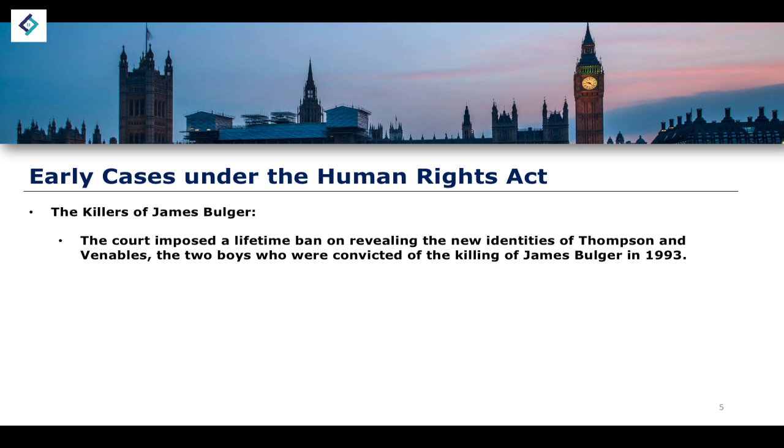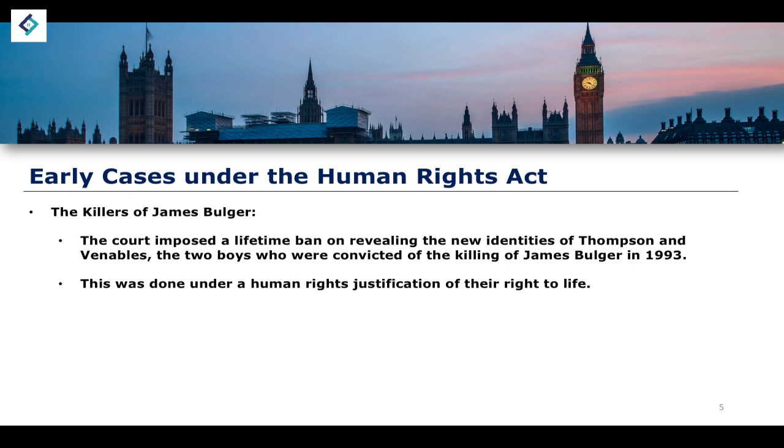Okay, both of the boys were convicted of killing James Bulger in 1993. Now, the case itself sparked a significant amount of fury within the media and within the broader populace at large, and it brought into question the safety of the two perpetrators, Thompson and Venables, such that the court decided to impose a lifetime ban on the disclosure of their new identities. So they'd served their time in juvenile detention, and then they had been given new identities.